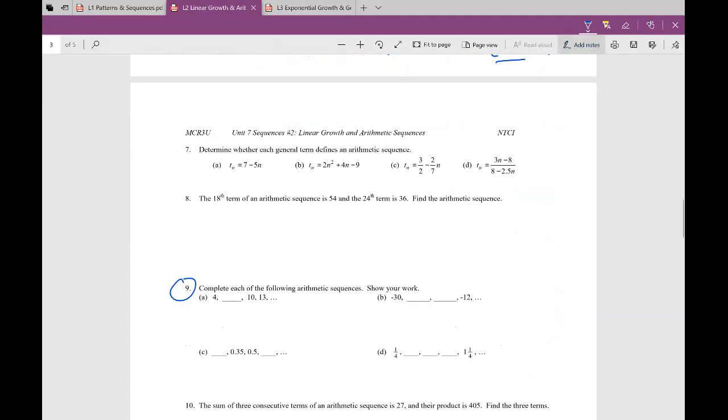Let me just erase this up, even though it's circled. I don't want to confuse our viewers. Let's try question 8 first. The 18th term of an arithmetic sequence is 54. So we know the 18th term is 54, and the 24th term is 36. Find the arithmetic sequence.